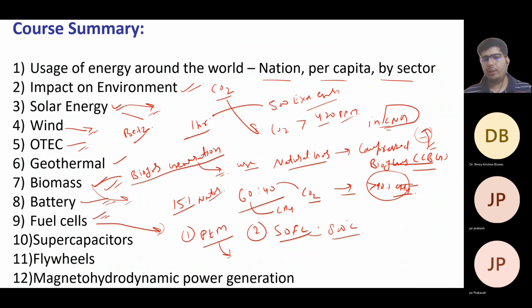SOFC can be very useful for stationary power generation, for power plants or any company or industry where the exhaust heat is freely available. So we can use the exhaust heat to raise the temperature of the system and generate electricity. And then the PEM fuel cell requires pure hydrogen.